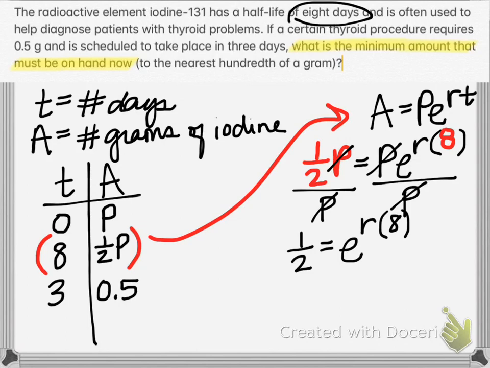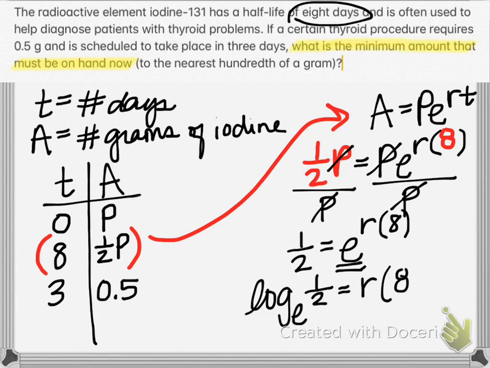Now remember, this equation is right now in exponential form. So I'm going to rewrite it in logarithmic form. My base right now of this exponential equation is e, so that will become the base of my logarithm. Log base e of 1/2 equals r times 8. Yet we know log base e is really a natural logarithm. So that's natural log of 1/2 equals r times 8.